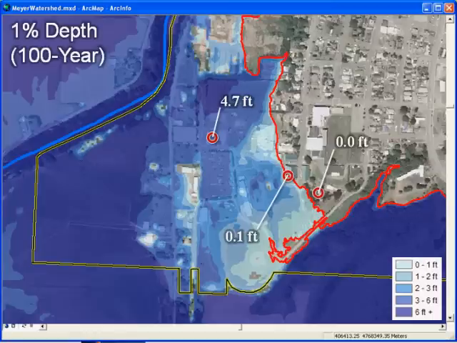This is another example of the 100-year storm. So this red line is the boundary of the 100-year event, and these elevations show the depth within the 100-year floodplain. So outside it's 0 feet. Right along the line you get 0.1 feet, and in certain areas within that floodplain you get 4.7 feet. So the flooding, even though you're in a floodplain, the depth can vary significantly within a certain area. So it's important to convey that.